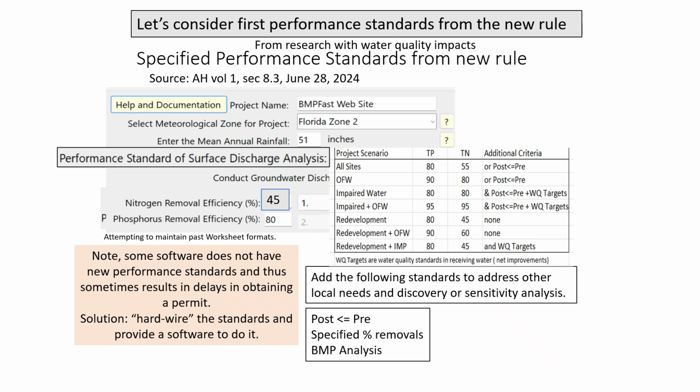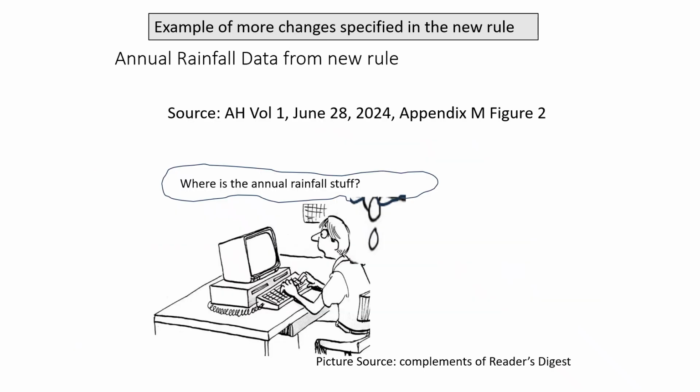Looking at the examples, standards include ensuring that post-development impacts are less than or equal to pre-development conditions, and there are various specified percentage removals for different pollutants. For instance, you'll note the value 45, which refers to a 45% removal. This is the lowest specific removal percentage, applied to total nitrogen levels in redevelopment projects. Finally, a key component is comprehensive BMP analysis to evaluate the efficacy of these practices. This slide highlights an example of the kinds of changes introduced by the new rule, specifically referencing annual rainfall data.